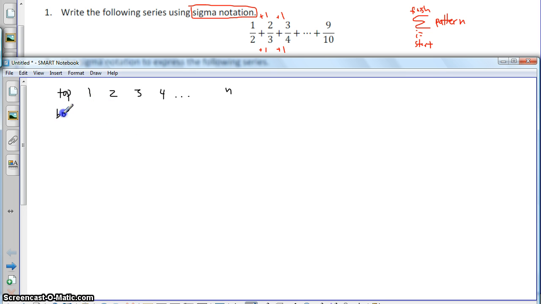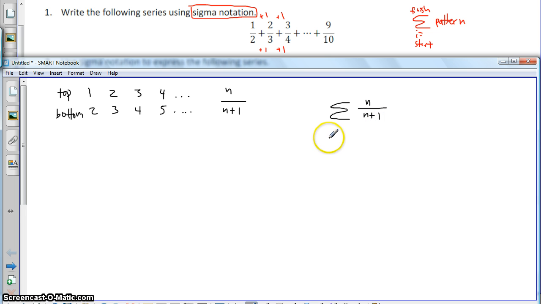Notice the bottom almost has the same pattern, except that it starts at 2 and adds 1 every time. So it's going to look like 2, 3, 4, 5, and so on. So instead of just n, on the bottom you would have n plus 1, since you're always 1 more than the top. So the pattern we have here is n over n plus 1. So we can start to write our sigma notation.